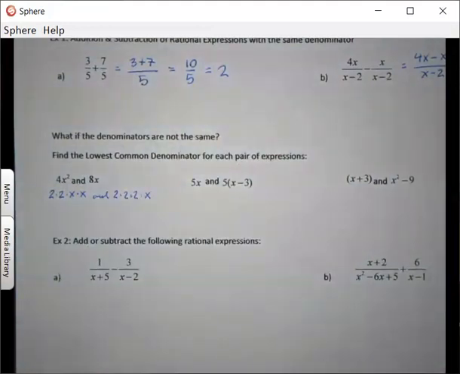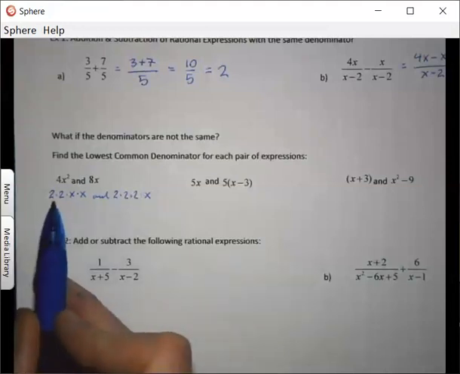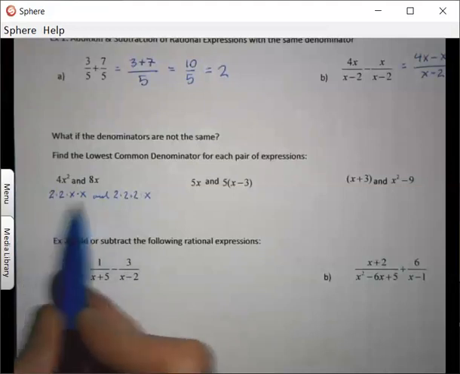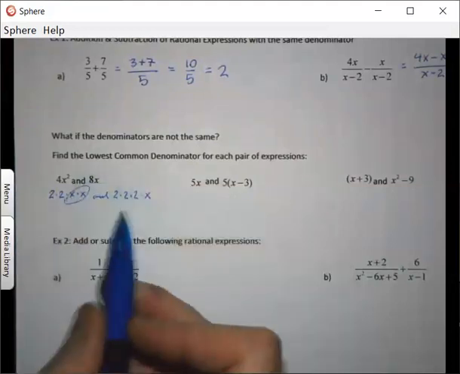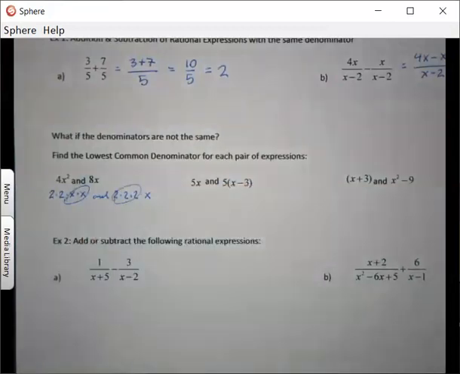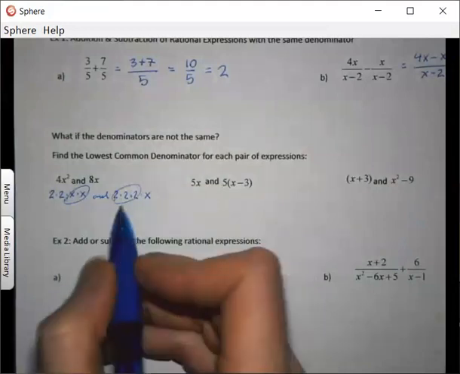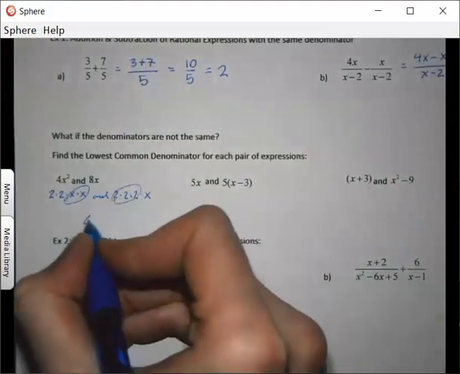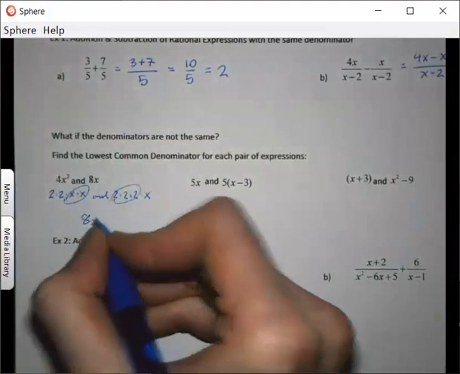Now, your least common factor needs to have every type of factor, so every different factor. In this case, all we have is 2's and x's. And you need the most from each. So this has the most x's, which is 2. This one has the most 2's, which is 3. So my least common denominator is going to be 2 times 2 times 2, which is 8, and x times x, or x squared.